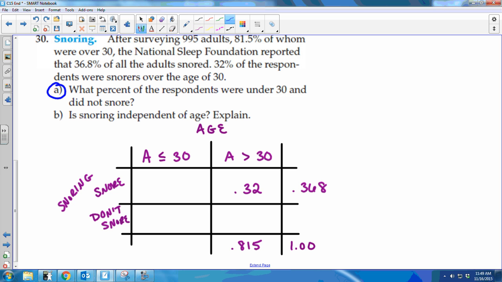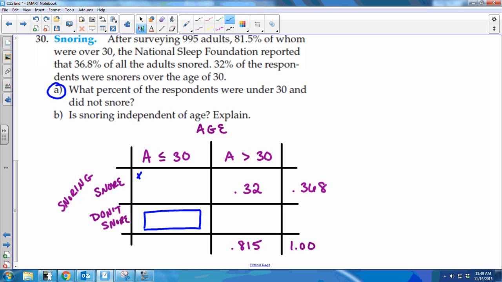So the question says, what percent of the respondents were under 30 and did not snore? So under 30 and did not snore is this box right here. Right? Okay. So I have to do a little bit of work to get an answer, but it's not going to be that bad. 81.5% were over 30, 36.8% snored, 32% snore over the age of 30, so we can figure out some stuff. For example, this is one way to get there.